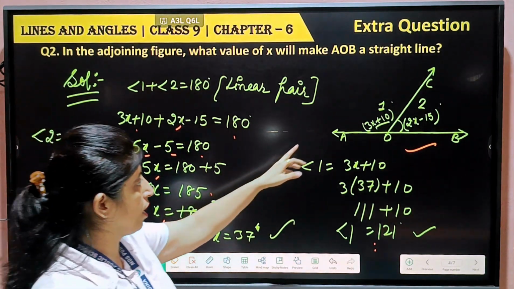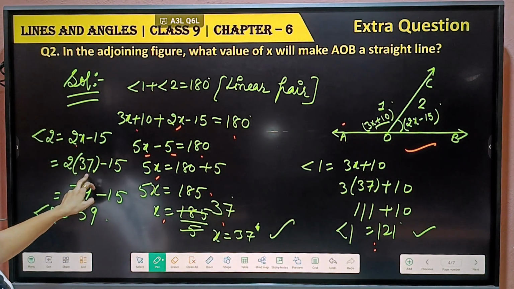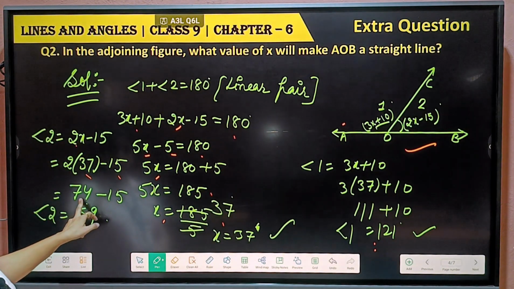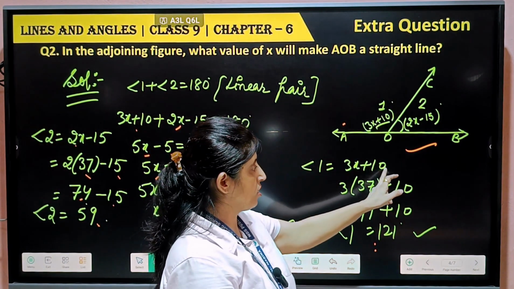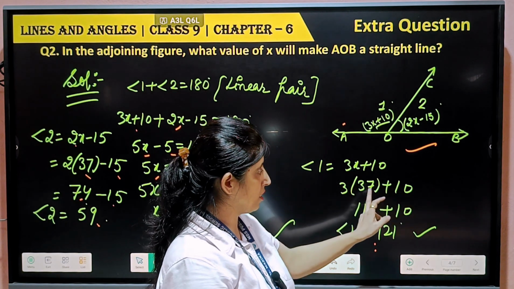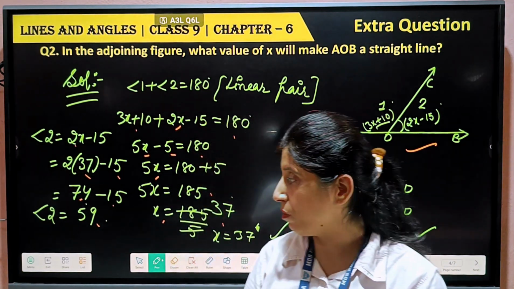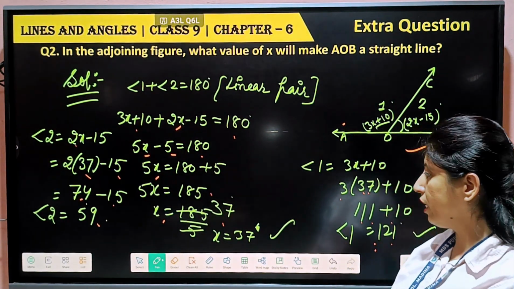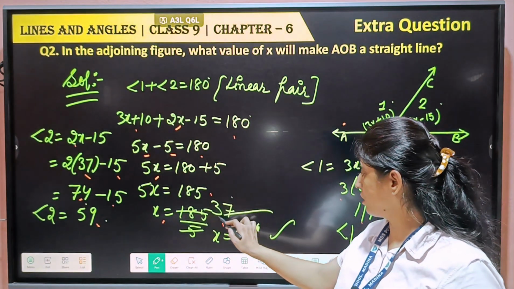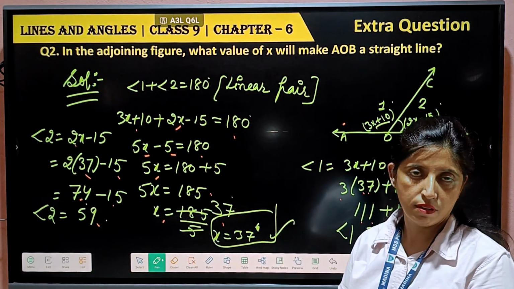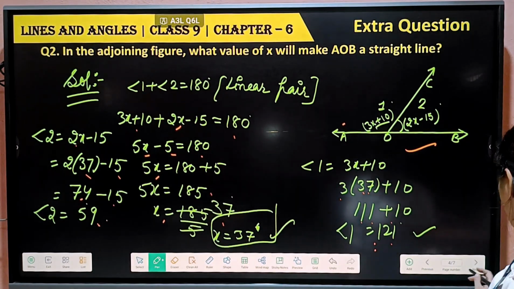Now put this x value in angle 1 and angle 2 both. So we will put the x value in 2x: 2 into 37 minus 15, it will become 74 minus 15, 59 degrees. And in angle 1, 3x plus 10, 3 into 37 plus 10, 37 3s are 111 plus 10, that is 121. So 121 plus 59 is 180 degrees. So it forms a straight line. So what will be the value of x? That is 37. I hope this question is understood by all of the students, right?